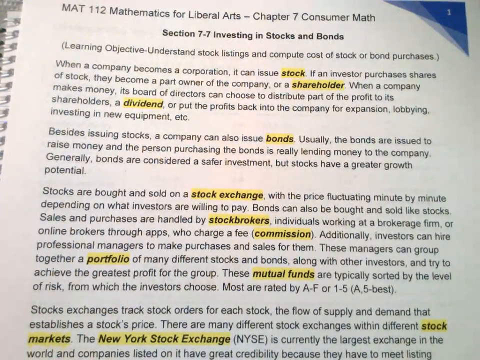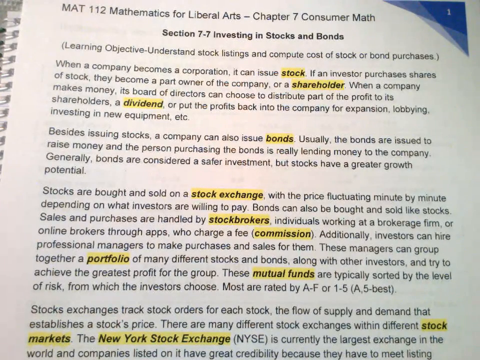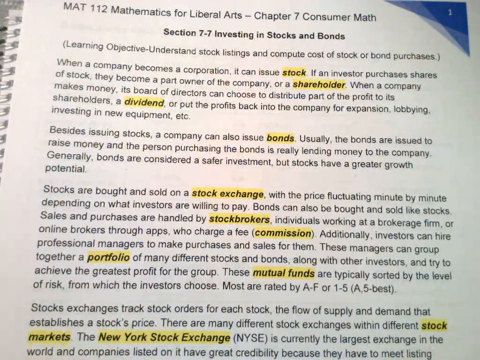When a company becomes a corporation, it can issue stocks. An investor purchases shares of stocks. They become part owner of the company, or a shareholder. When the company makes money, its board of directors can choose to distribute part of the profits to the shareholders. In other words, give a dividend to the shareholders, anybody who's part owner in the company, or put the profits back into the company for expansion, lobbying, investing in new equipment, etc.